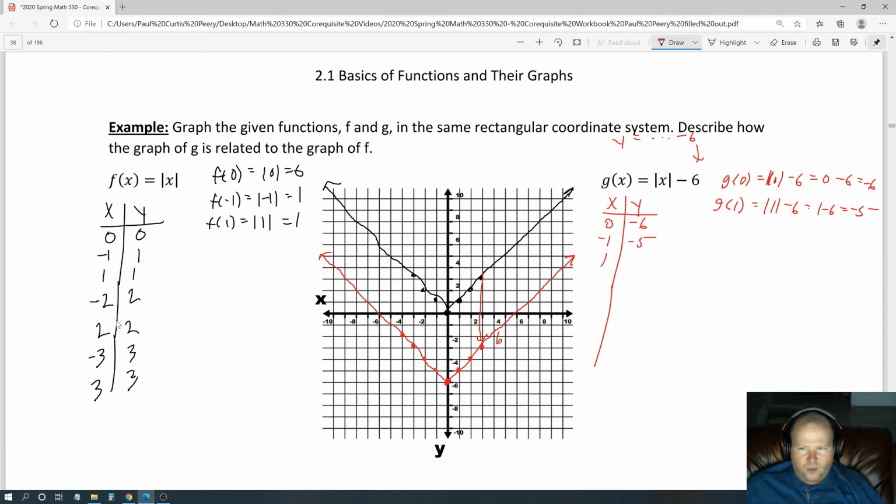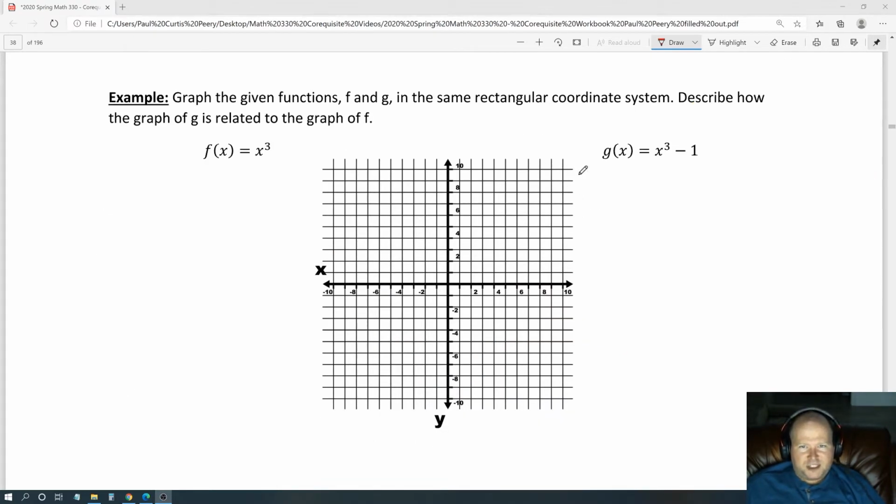So we could say 1, and then of course it would still be -5. Then we have -2, 2, -3, 3. And we would just take whatever we had over there on the left side and subtract 6 from it. So we'd end up with -4, -4, -3, -3. And sure enough, that is exactly what we ended up with. So everything worked out pretty well. So we're going to graph the given functions f and g in the same rectangular coordinate system and describe how the graph of g is related to the graph of f.